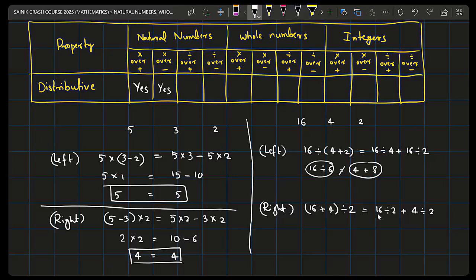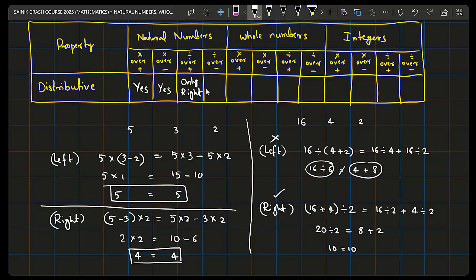Let us check the right one. So 16 plus 4 is 20 by 2 is equal to 16 by 2 is 8, 4 by 2 is 2. So we're getting 10 equal to 10. That means only right distributive property is satisfied and left is not satisfied. So we can say only right distributive property will be satisfied.